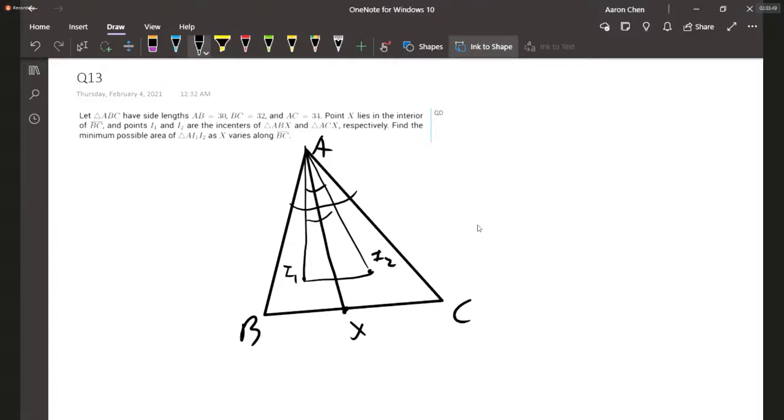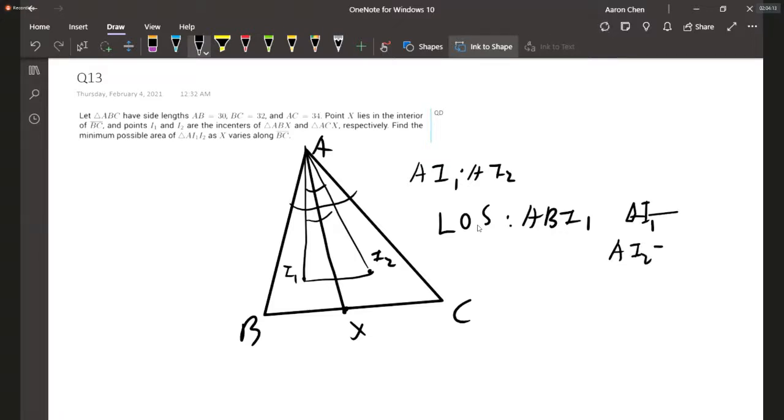So to minimize the area, you're just trying to minimize I1 I2. And so from here, you can cleverly apply the law of sines to I1. And you can find AI1 equals something. And similarly, you can find that AI2 equals something. And so you can find an inequality from this. You can find an inequality off of the area of AI1 I2.